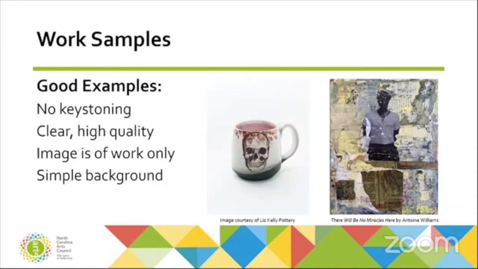So I took two past regional artist project grant winners. The one on the left is Liz Kelly pottery. So you can see here this 3-dimensional object is up front, focused on a simple background, and everything is sort of visible. Now, for 3-dimensional work, you can either upload multiple images of different viewpoints, or you can create sort of a composite image showing the different viewpoints of the 3-dimensional work to get all sides. The 2-dimensional work on the right is by Antoine Williams.